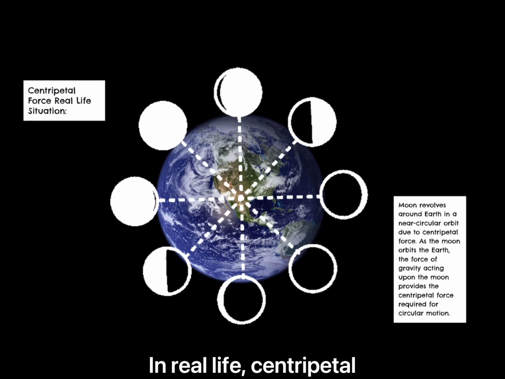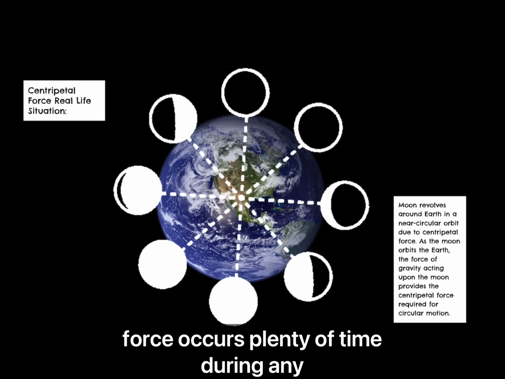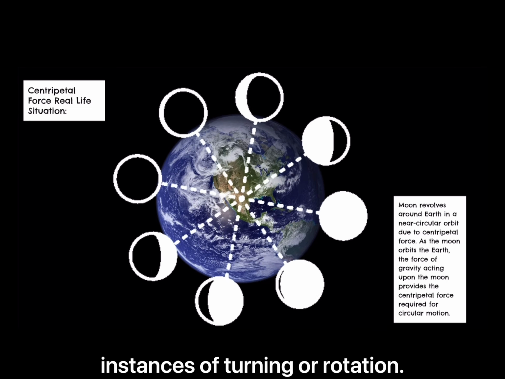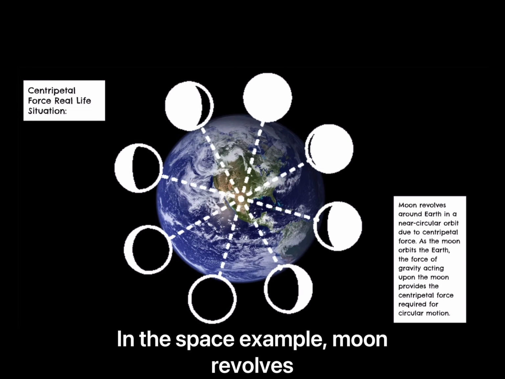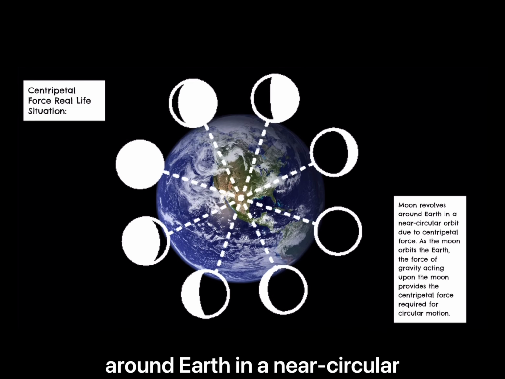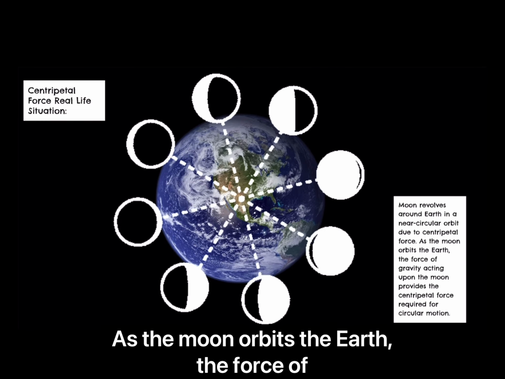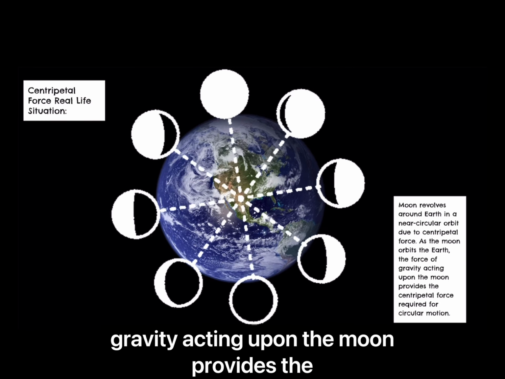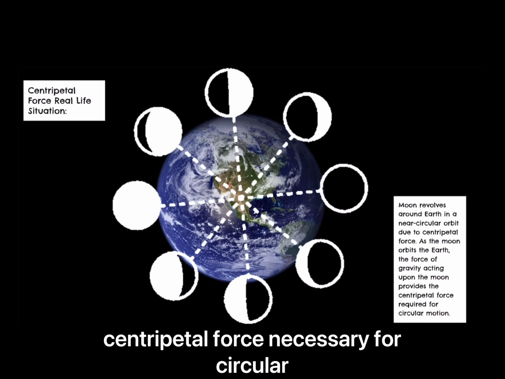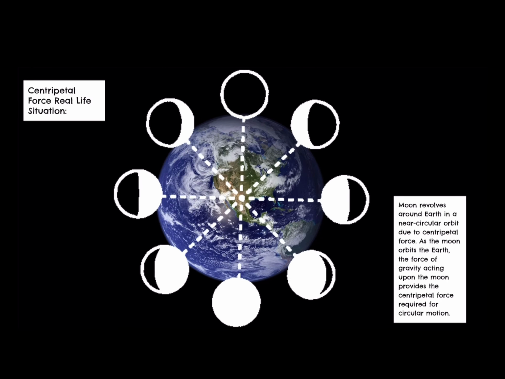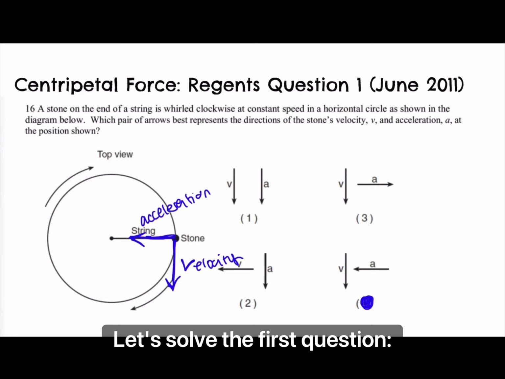In real life, centripetal force occurs plenty of times during any instances of turning or rotation. In this space example, the Moon revolves around Earth in a near-circular orbit due to centripetal force. As the Moon orbits the Earth, the force of gravity acting upon the Moon provides the centripetal force necessary for circular motion. Let's solve the first question.